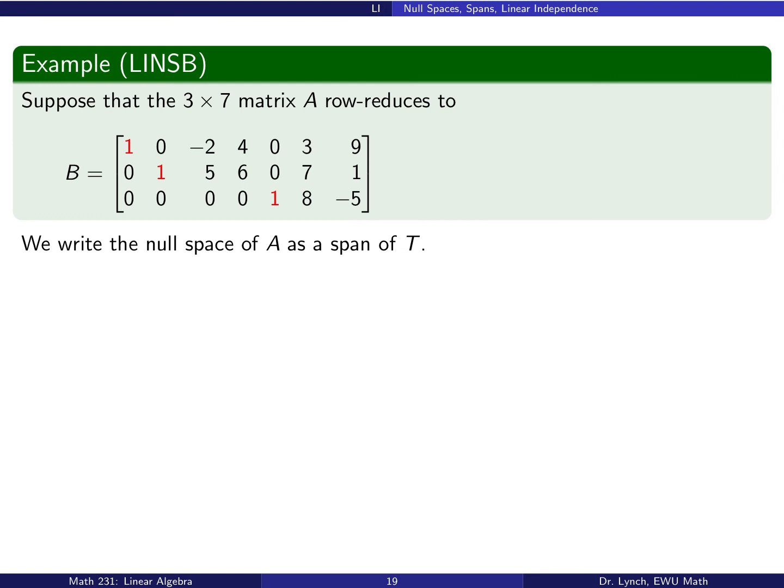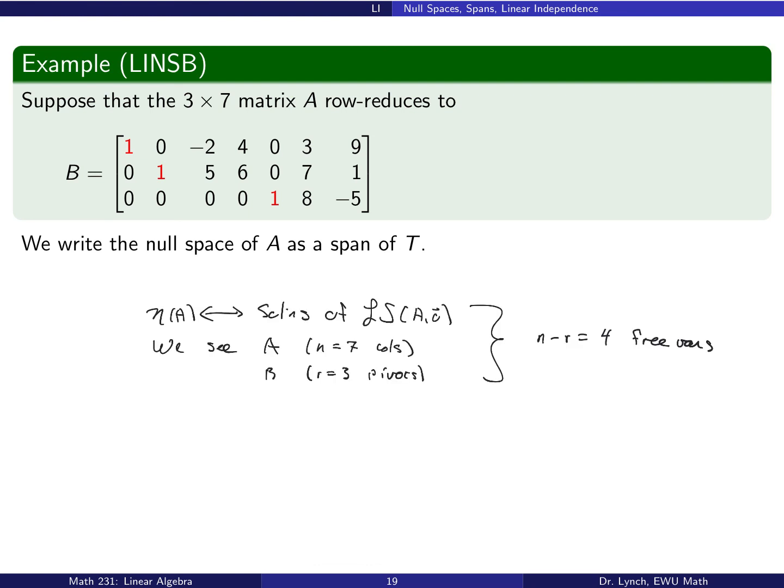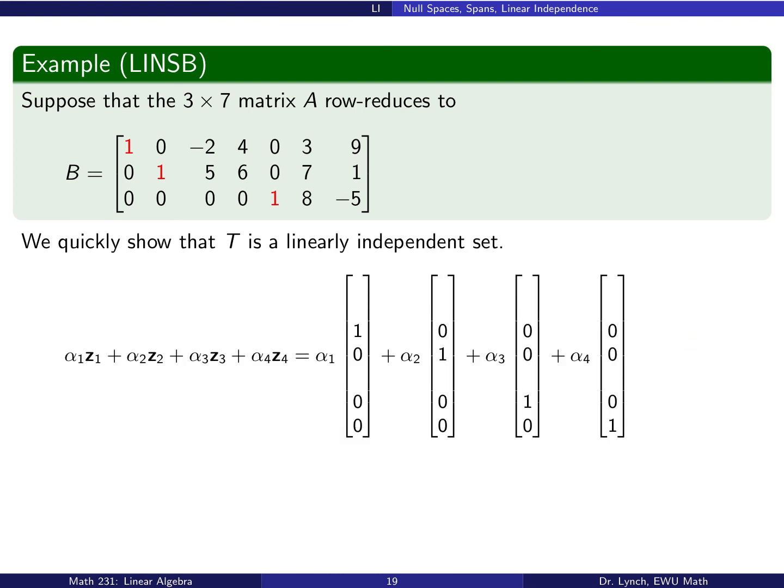Let's suppose that we have some matrix A, it's 3 by 7, and let's suppose that it reduces to this row reduced echelon form. Now we can pretty quickly write the null space of our matrix A as the span of a set of vectors T. Since the null space of A is the same as solutions of the homogeneous linear system, we identify A with 7 columns and B has 3 pivots, which tells us that the homogeneous linear system has n minus r equal to 4 free variables.